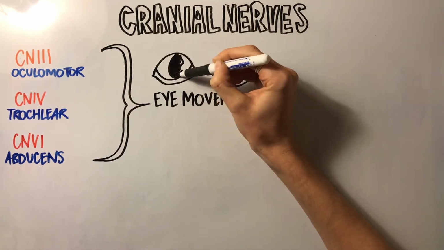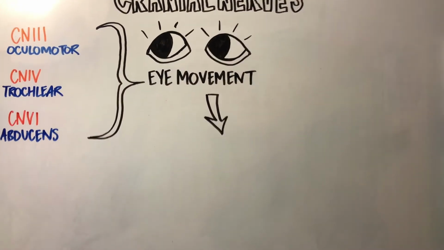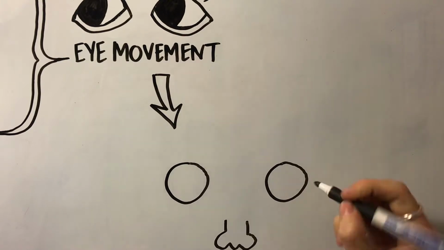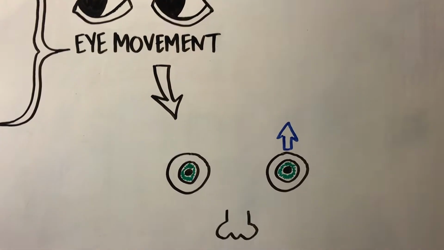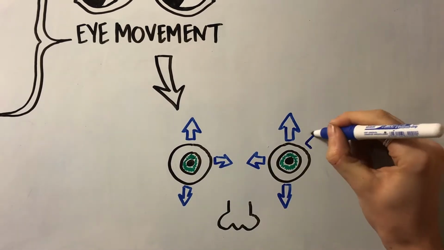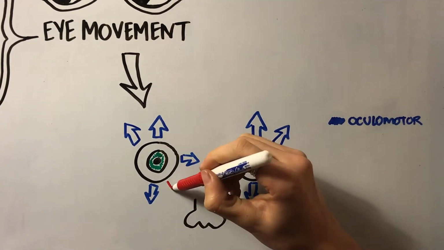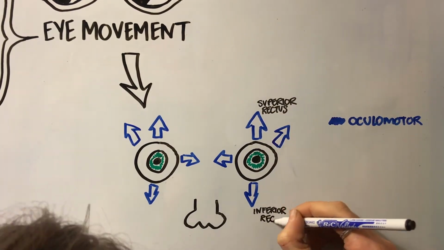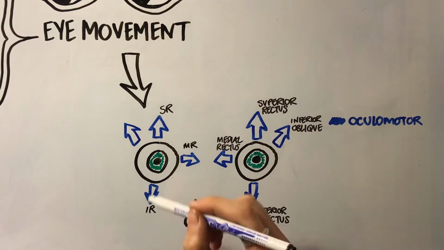To feel confident knowing which movements are done by which nerves, it's probably useful to think about the muscles that they innervate first. The oculomotor nerve innervates most of the muscles of eye movement, and helpfully it also has the longest name. In this diagram, the directions of movement that are controlled by the oculomotor nerve are going to be drawn in blue. The muscles that move the eye upwards are the superior rectus muscles. Movement of the eye inwards is controlled by the medial rectus muscles, and movement of the eye downwards is the inferior rectus muscles. Movement of the eye up and out is the inferior oblique muscles.